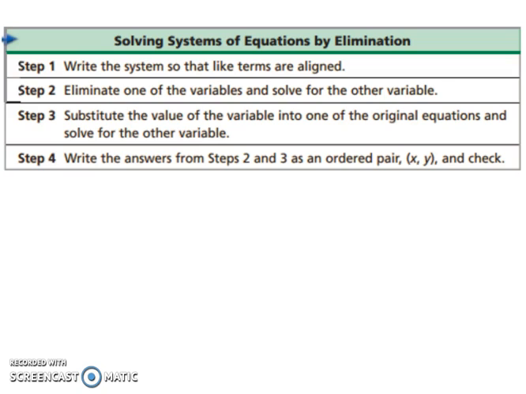Let's start by looking at the steps involved in solving systems of equations by elimination. Step 1. Write the system so that the like terms are aligned. Kind of like this. So 2x plus 3y equals 8 and 4x minus 3y equals 9. Notice how they're all lined up.